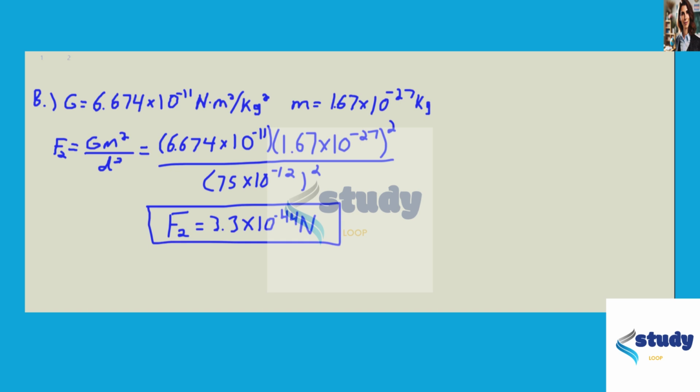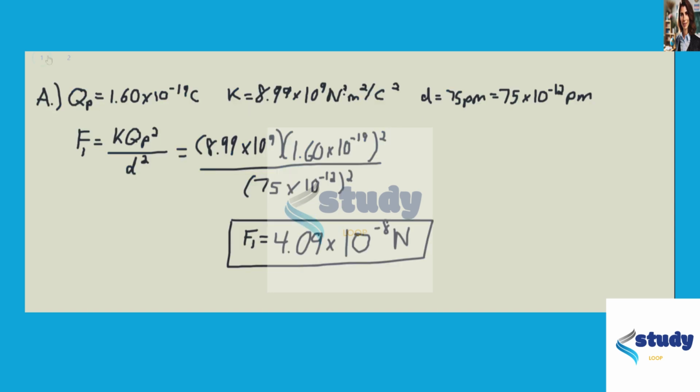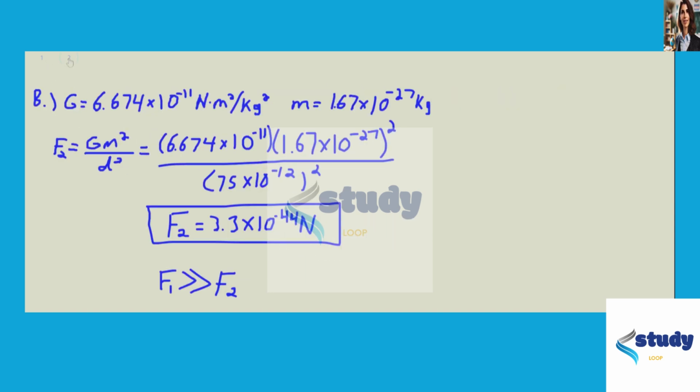So as you can see, F1 is much, much greater than F2, which makes sense because electrostatic force is stronger than gravitational force. So if they're allowed to move, the protons will be repelled from one another as opposed to attracted, because the repulsive interactions from electrostatic forces are significantly greater than the attractive interactions from the gravitational forces.